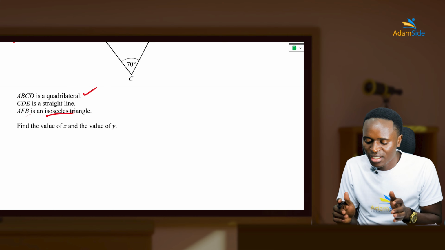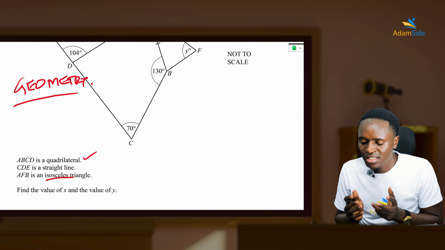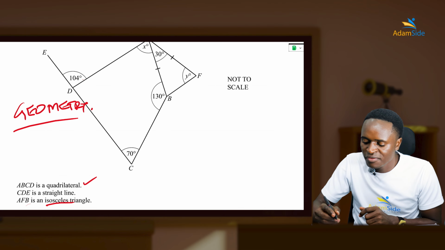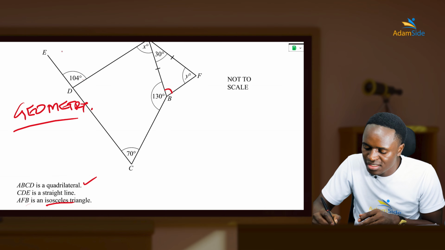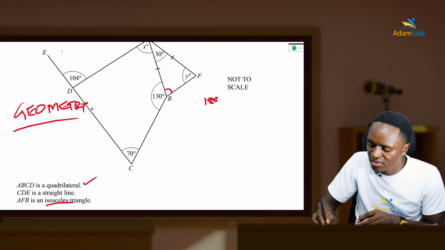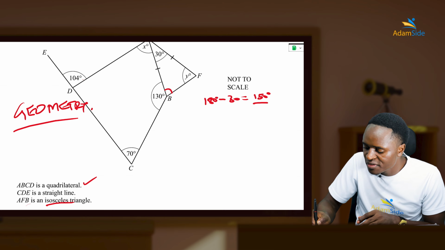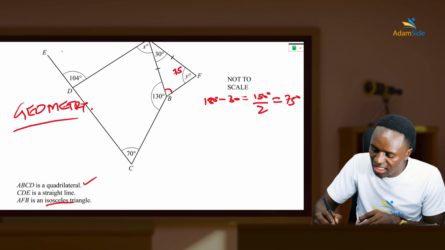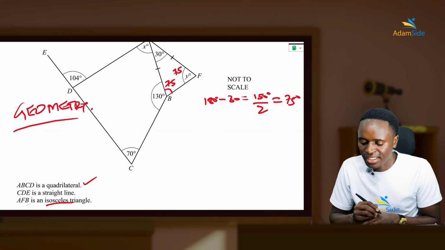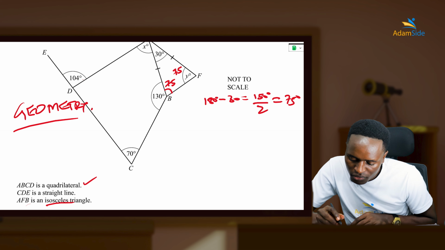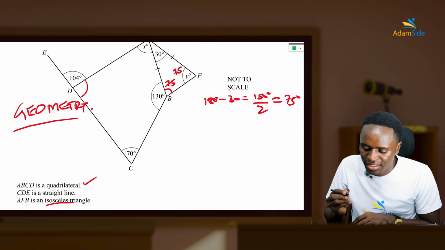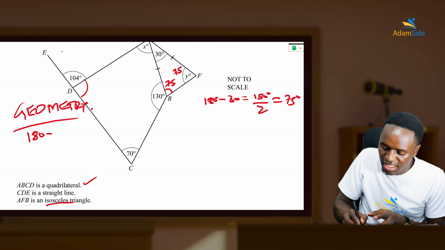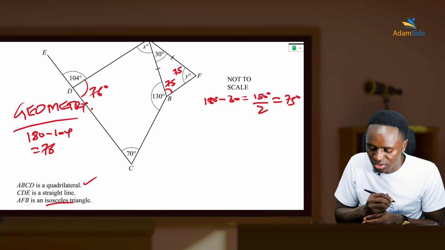Sum of angles in a triangle add up to 180 degrees. These are the examiner's tricks that you need to know. So if this is 30 degrees, therefore this angle is 180 degrees minus 30 degrees, you get 150. 150 divided by 2, you get 75. So this is 75 and this one is also 75. Correct. And then another thing, angles in a straight line add up to 180 degrees. Therefore, you say 180 minus 104, you get 76.